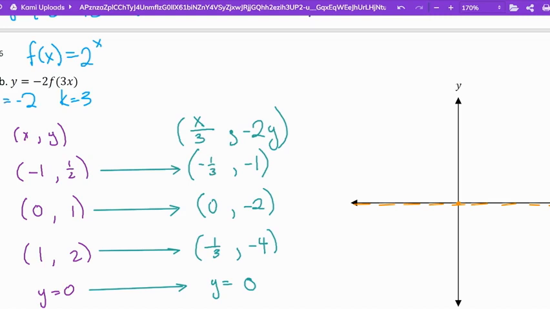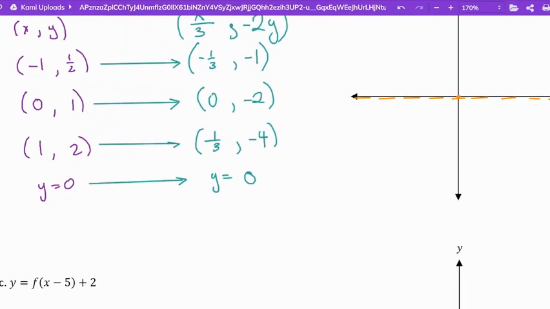Are we getting horizontally squashed or stretched? We are. So it's even steeper. Good. Okay, so I kind of know what graph I'm expecting. I'm just putting a scale here, just so I kind of know what to do.